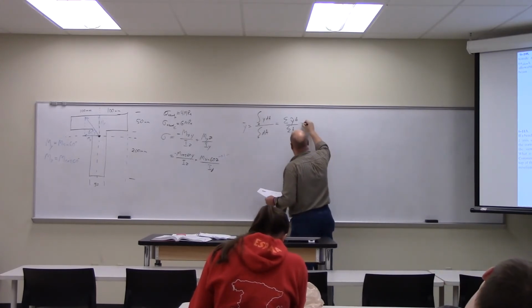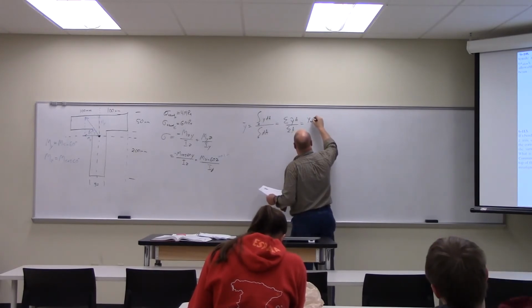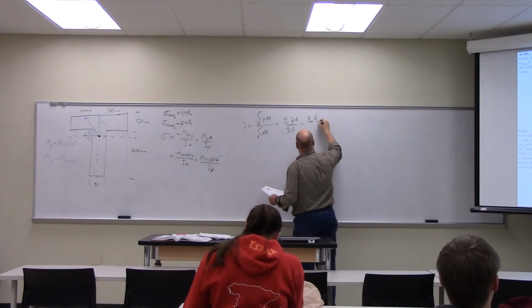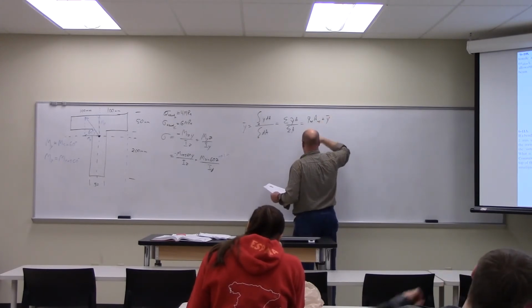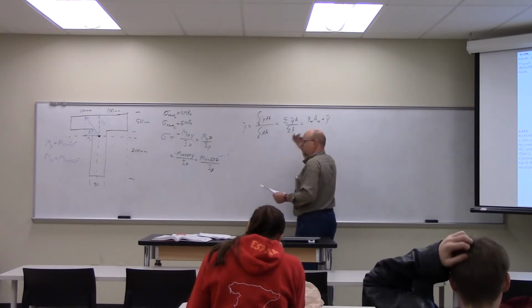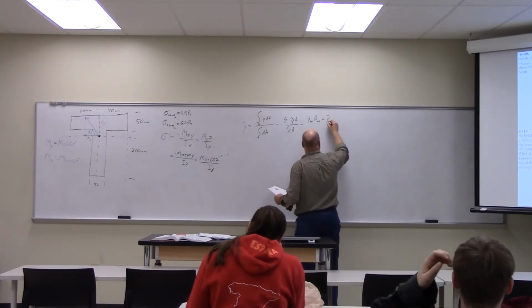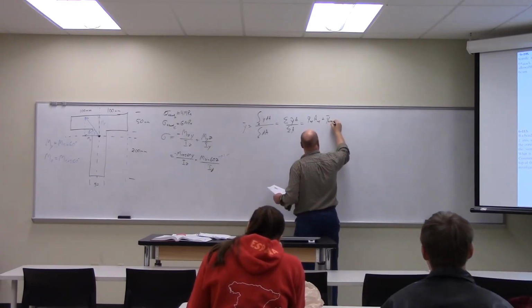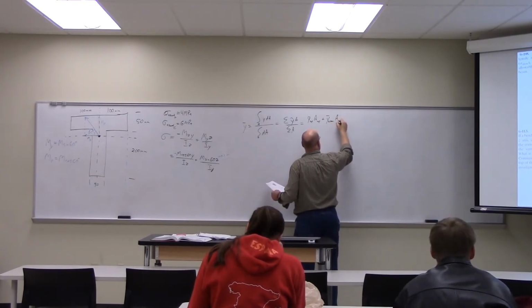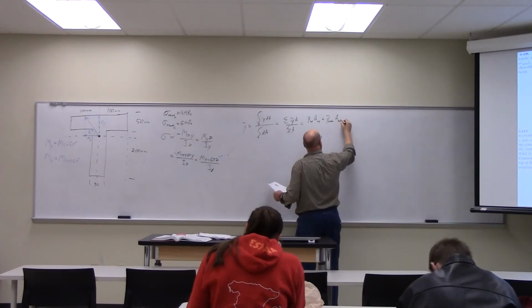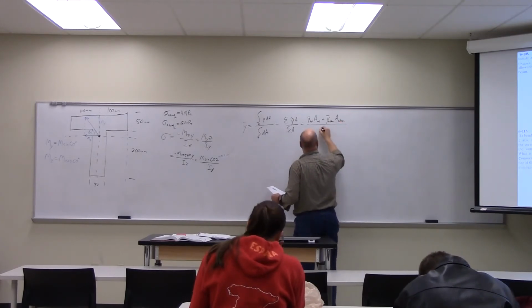So that's going to be y bar at the top times the area at the top, plus y bar of the bottom times the area of the bottom, all over the total area.